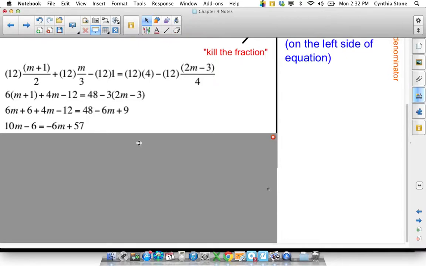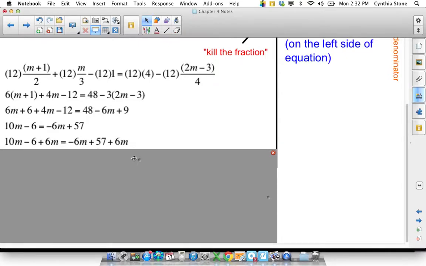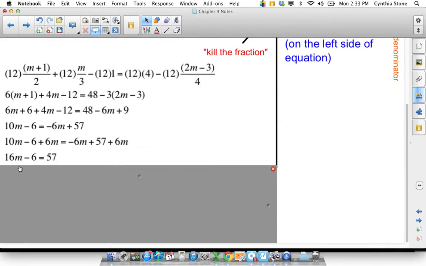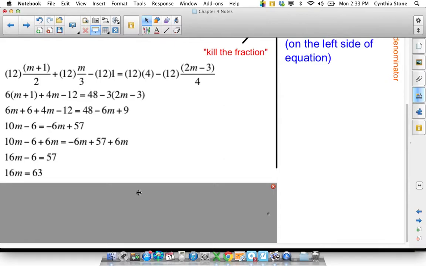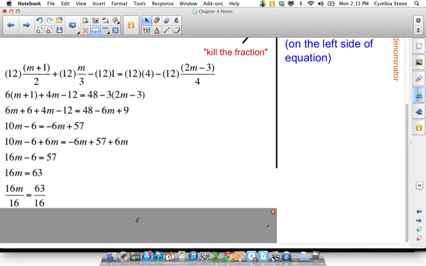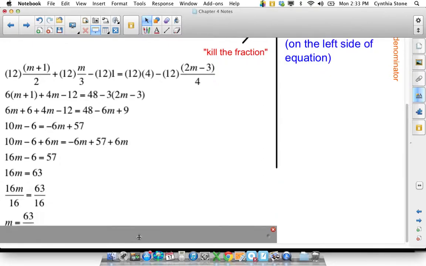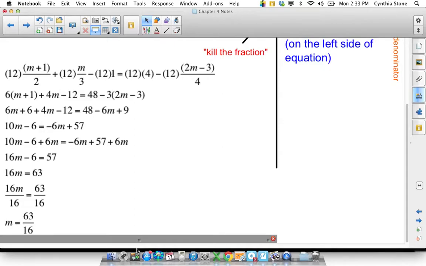Bring all the m terms over to the left-hand side of the equation, so I add 6m to both sides. And then, which leaves me with this. And then I add 6 to both sides. It's not going to be a very pretty number. And then get m by itself by dividing both sides by 16. And finally, m is 63 over 16. And I won't try to make that a decimal. I'll just leave it as it is. Okay? Very tough question for sure, but working with fractions is an important thing. Mostly you need to be good at it for grade 10 academic math. Okay? All right, one more tough one coming up.